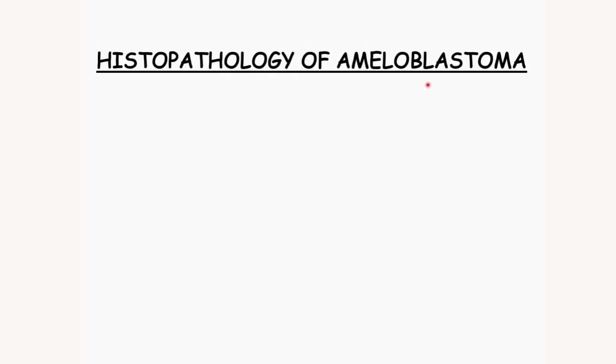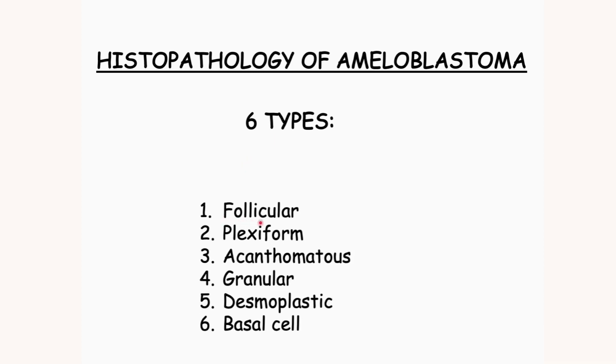Histopathology of ameloblastoma. Ameloblastoma is the second most common odontogenic tumor of epithelial origin, which means that the epithelial component is proliferating uncontrollably. And this proliferated epithelial component can be arranged in different patterns. According to the pattern of arrangement, we have 6 types of ameloblastoma. They are follicular, plexiform, acanthomatous, granular, desmoplastic and basal cell type.